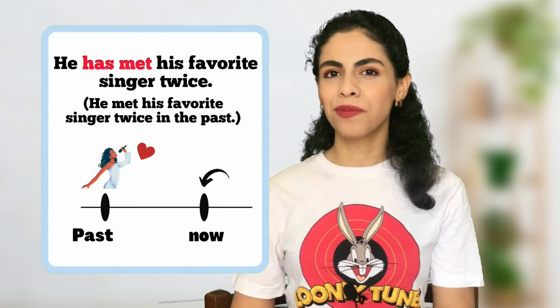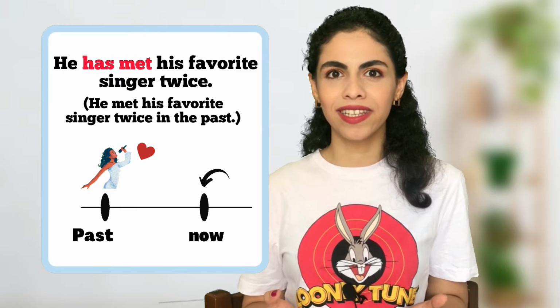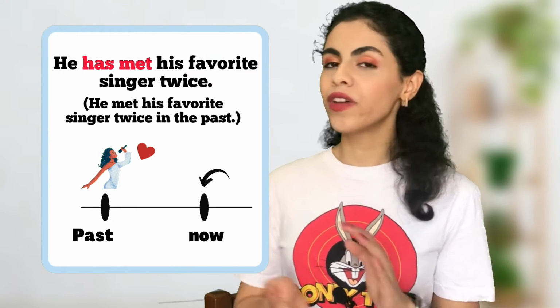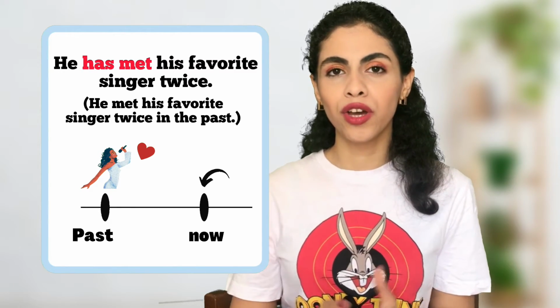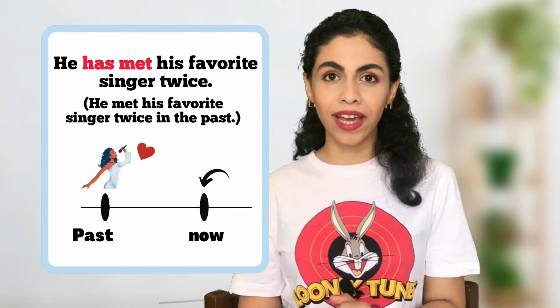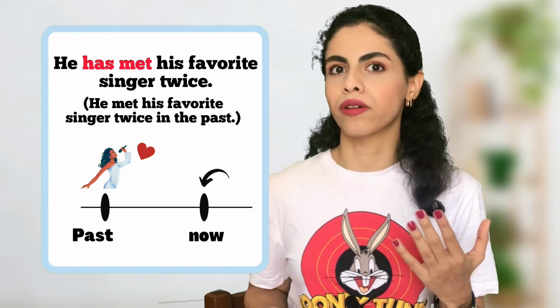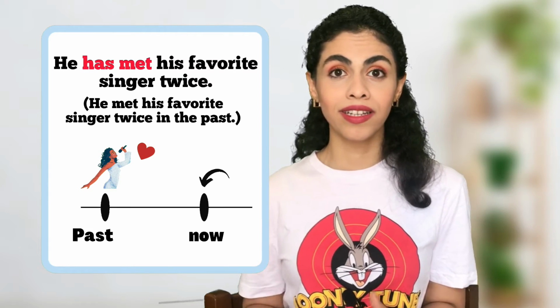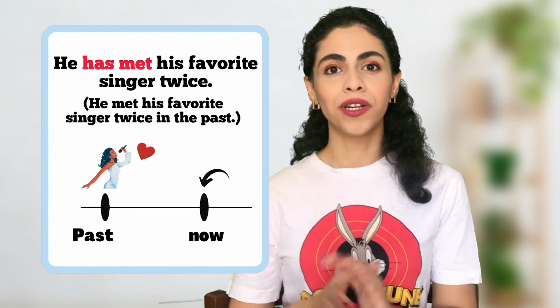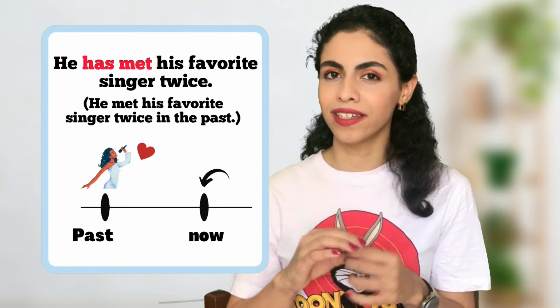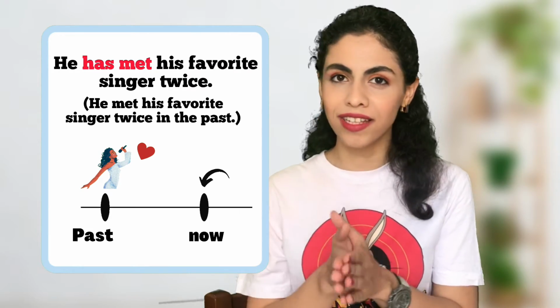Or another example, he has met his favorite singer twice. It is a finished time. We just want to know that he has met his favorite actors twice. Maybe in 2016 or 2013. It doesn't matter for us. What is important is to show a link, a connection between the past and the present.